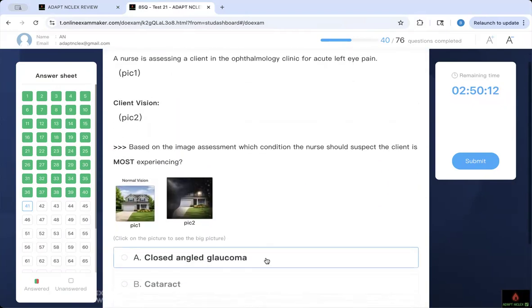Neurology question. You've seen these videos before, these pictures before. You've seen some questions like that. This is how they can portray it for you. This is assessing the client in ophthalmology clinic for acute left eye pain. All of a sudden, the eye is hurting. Based on the image assessment, which condition should the nurse suspect the client is most likely experiencing?